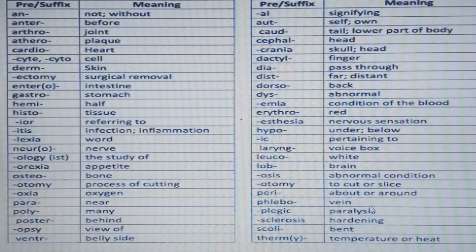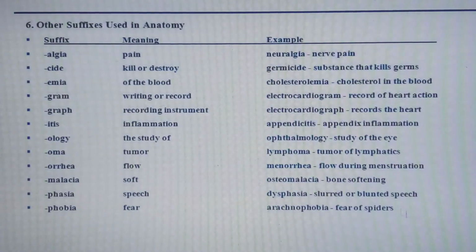Plegia has to do with paralysis, as in paraplegia. Sclerosis has to do with hardening, so you can have multiple sclerosis. Scolio has to do with bent. Thermo has to do with heat, thermal has to do with heat. Other ones that we have: algia has to do with pain, and cide is like kill, like suicide. Emia has to do with blood, as you've seen. Gram is a unit of recording, graph is the instrument, so in mammography we record the features of the mammary, the breast.